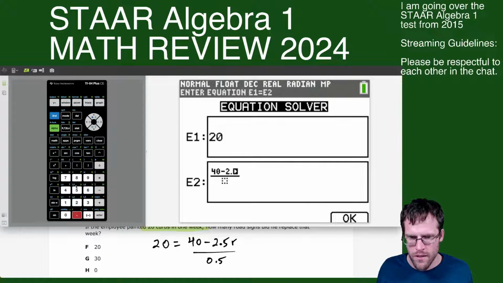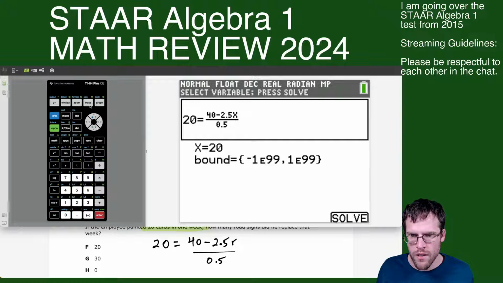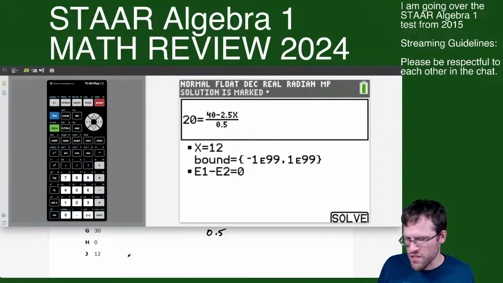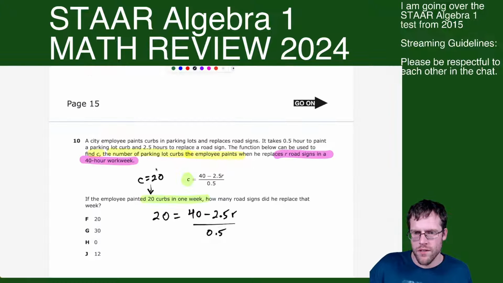It really does just give you a superpower. You could put X instead of R, it doesn't matter. I could just type X faster, then I could do alpha and then the times button here. So this, and then graph X equals 12. So choice J. Okay, so the calculator does all the magic for us.